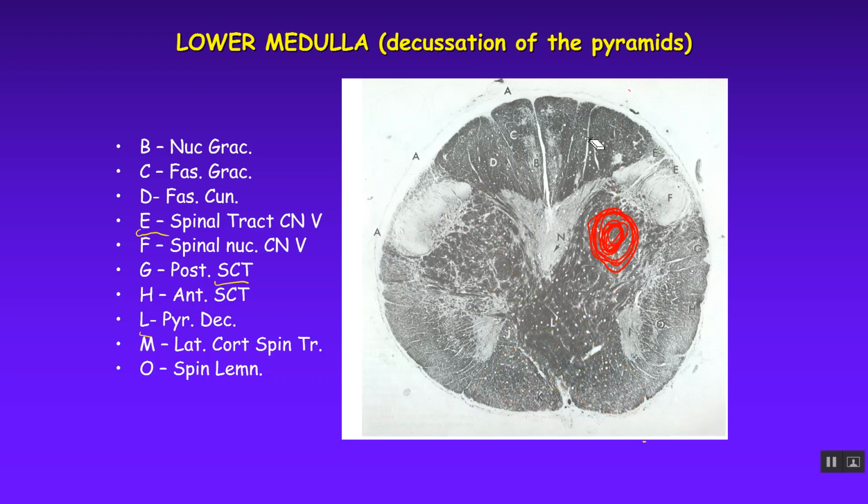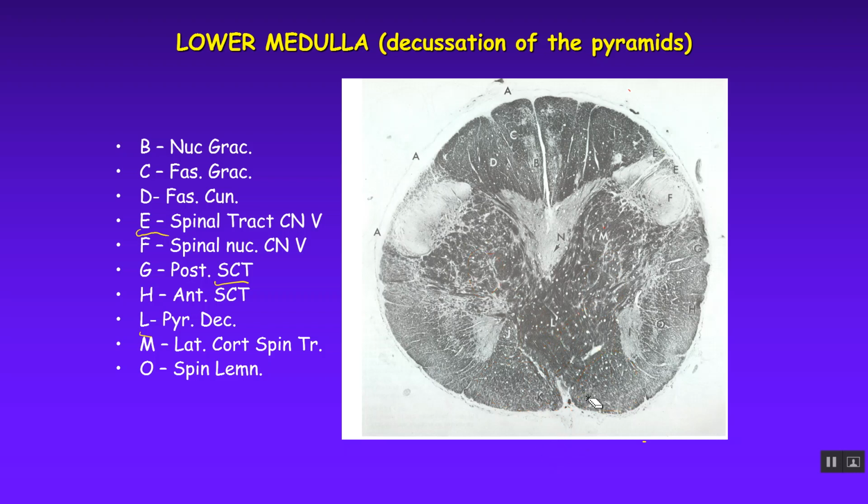So this area L is the decussation. That's the crossing point. You do see a few crossing fibers from the front when you're looking at the front of the medulla here, but this is the pyramids right here. They cross over and dive back to form the lateral corticospinal tract.